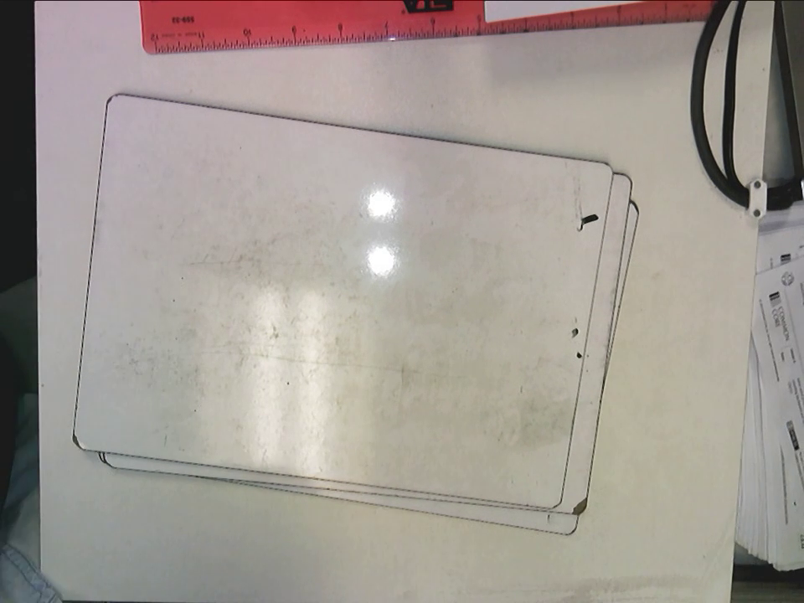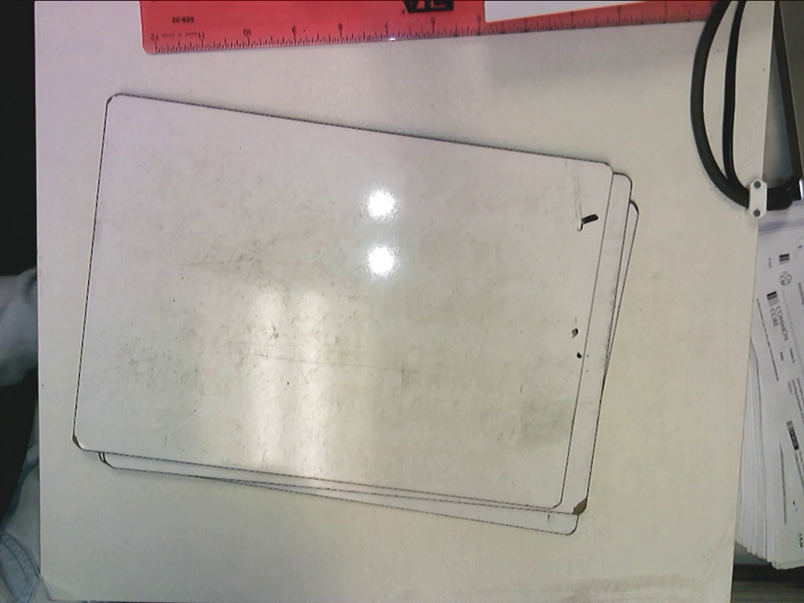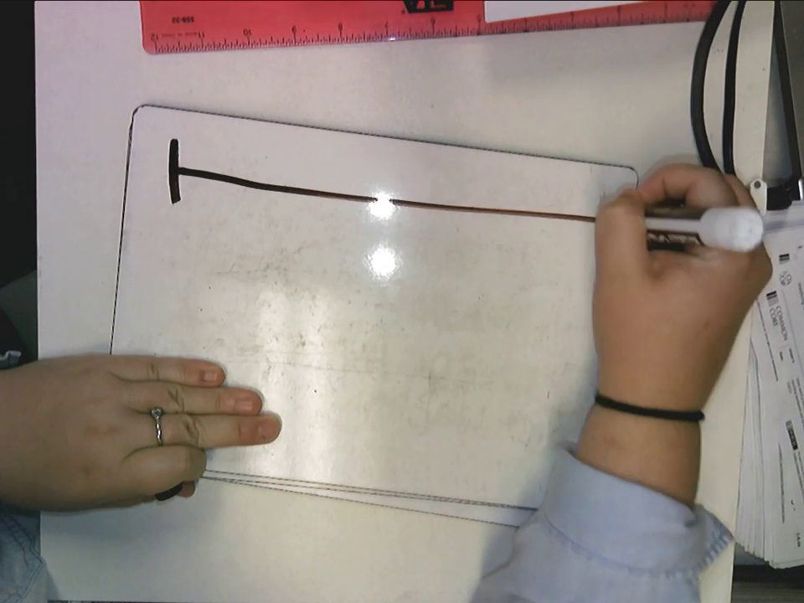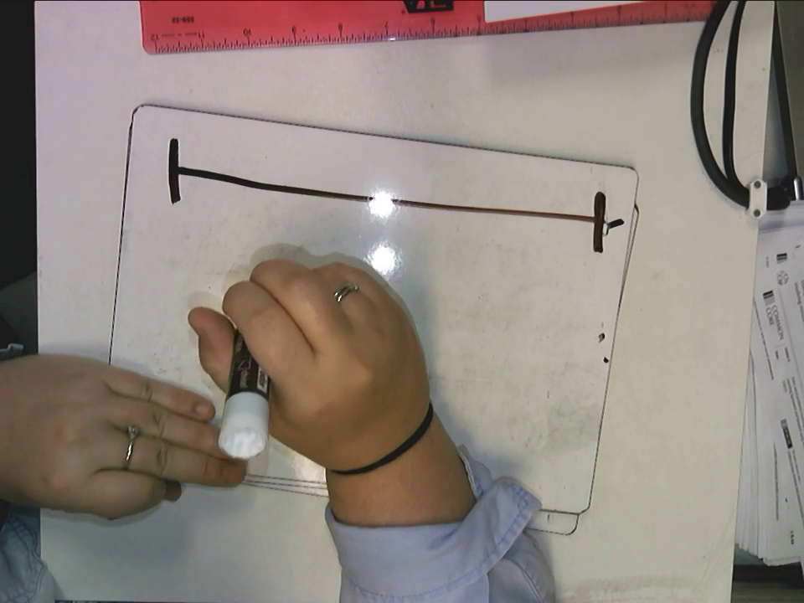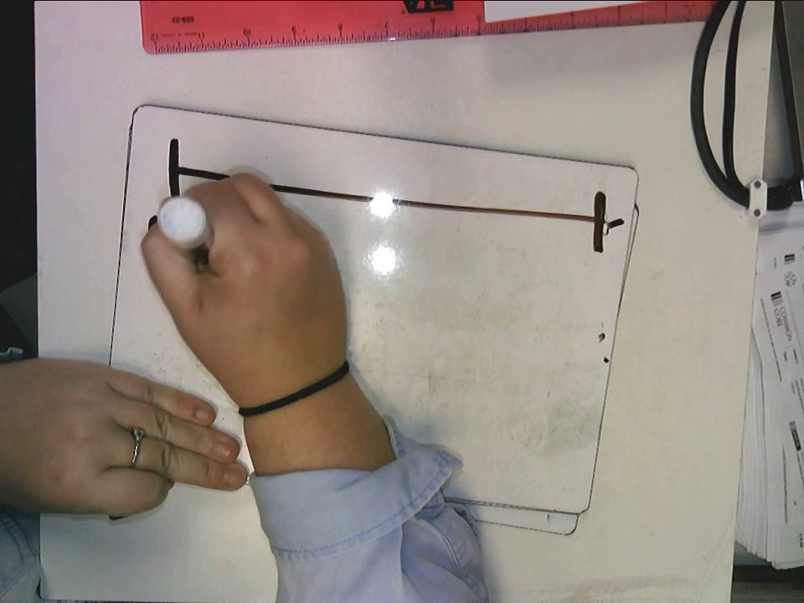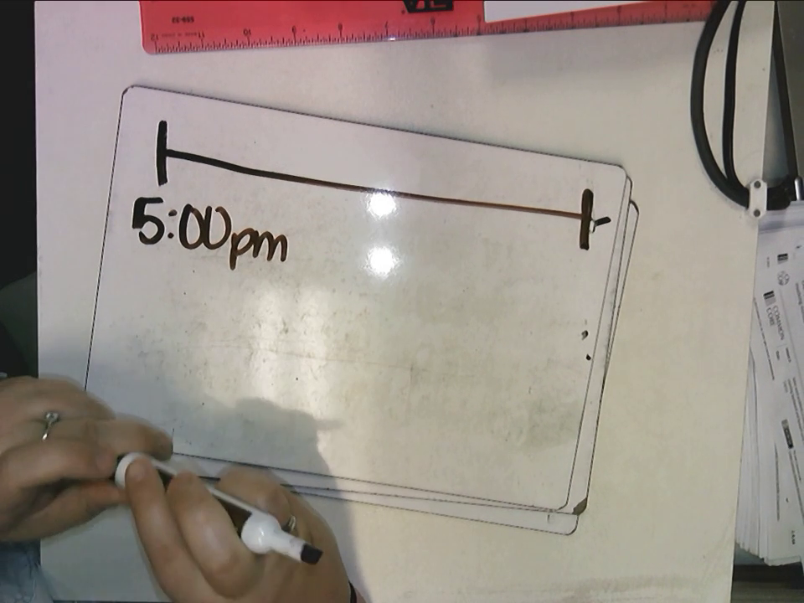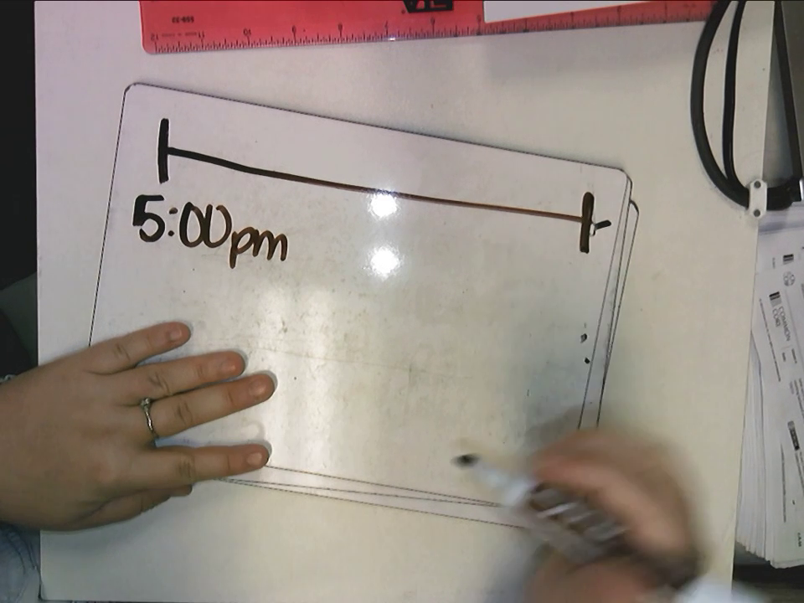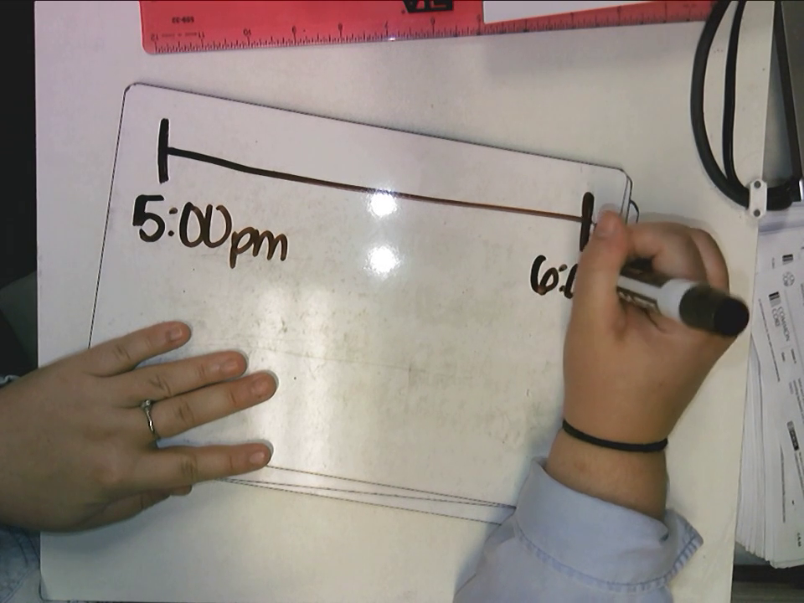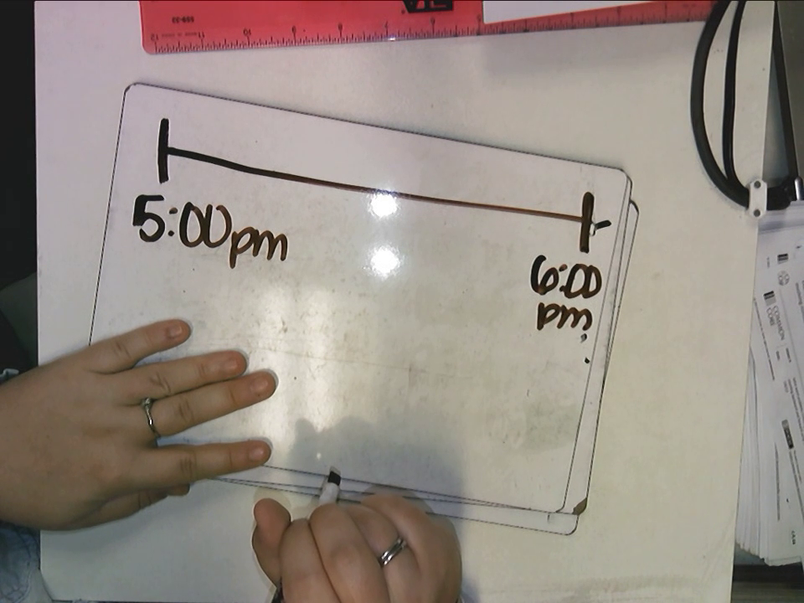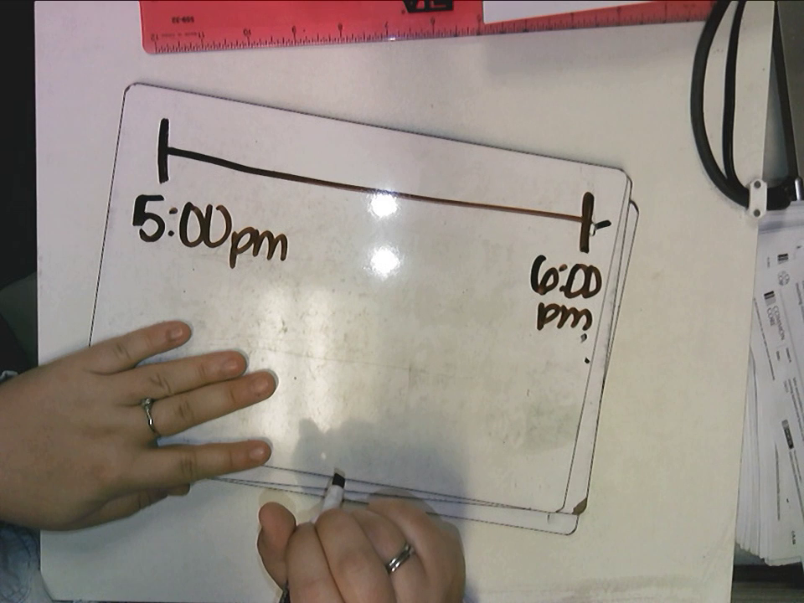All right, so what we're going to do first is we're going to do an application problem. Okay? So take a look at the application problem, and can you read that along with me? So it looks like Patrick and Lily start their chores at 5 o'clock p.m. The clock and the number line show the times that Patrick and Lily finish their chores, which is 6 o'clock p.m. Who finishes first?